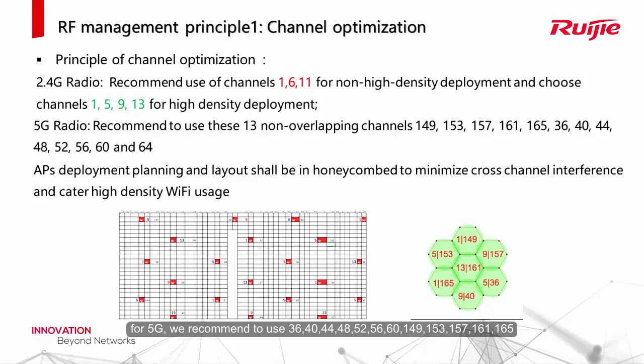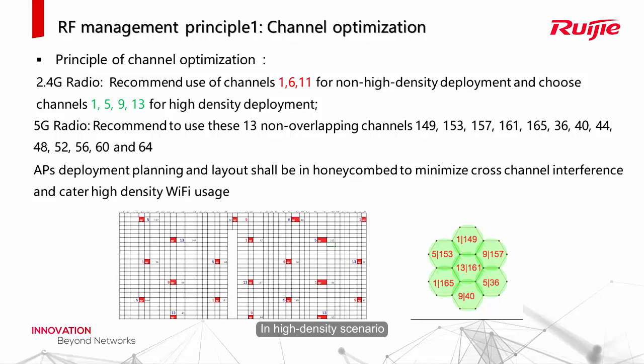36, 40, 44, 48, 52, 56, 60, 149, 153, 157, 161, 165. These are non-overlapping channels. In high-density scenario, AP's deployment planning and layout should be honeycombed to minimize cross-channel interference and cater high-density Wi-Fi usage.